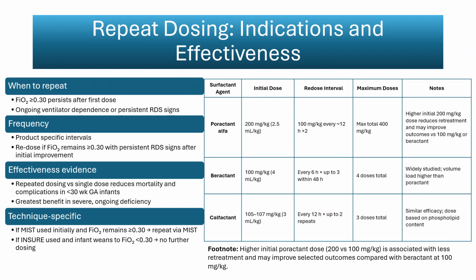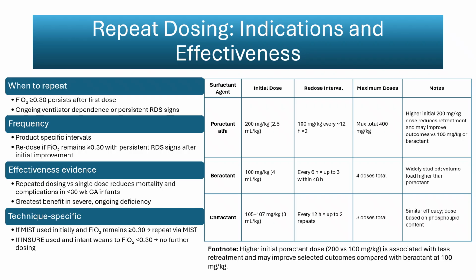Some infants continue to show evidence of surfactant deficiency after the first dose, requiring repeat administration. The clearest trigger is persistent oxygen need above 30% despite initial therapy. Ongoing ventilator dependence or continued signs of respiratory distress syndrome are additional indications. Redosing intervals are product-specific. Poractant alpha may be repeated every 12 hours, up to a maximum of 3 doses. Beractant every 6 hours, up to 4 total doses, and Calfactant every 12 hours, up to 3 doses.